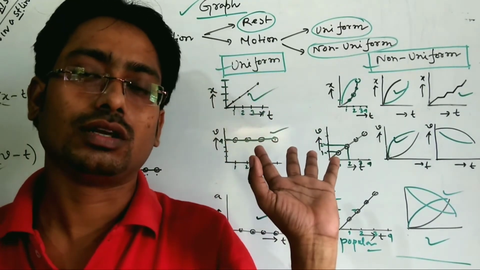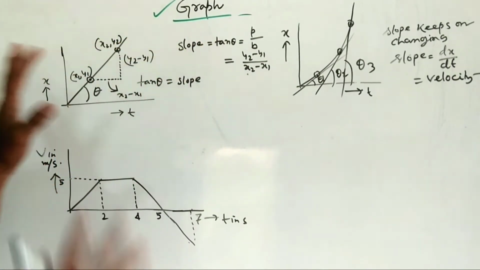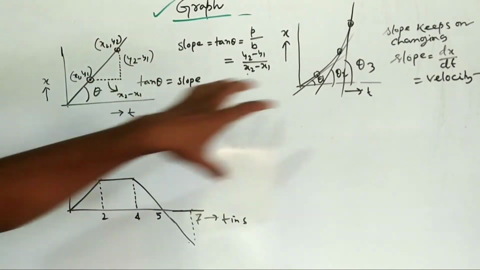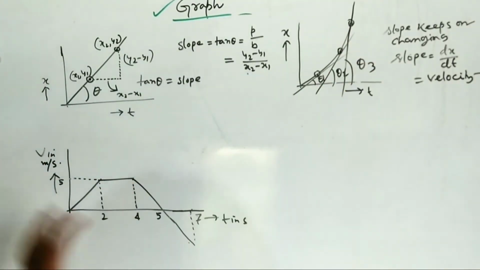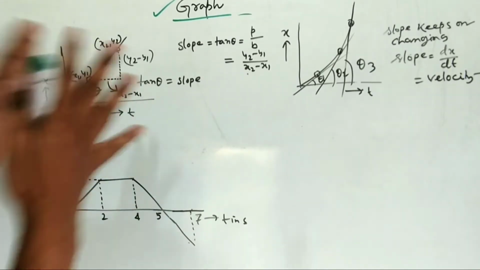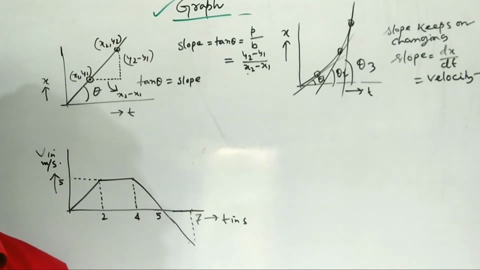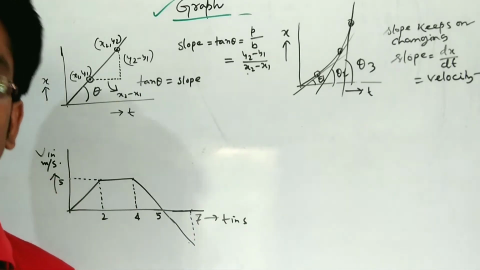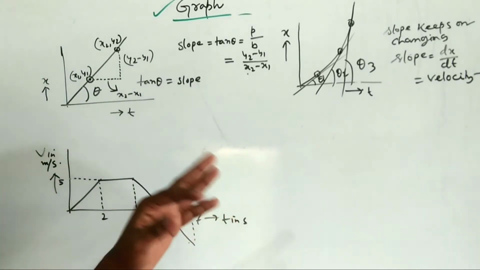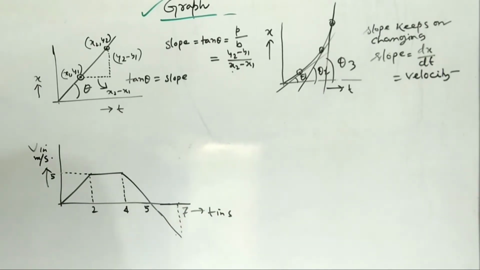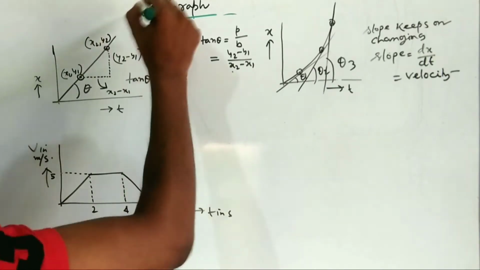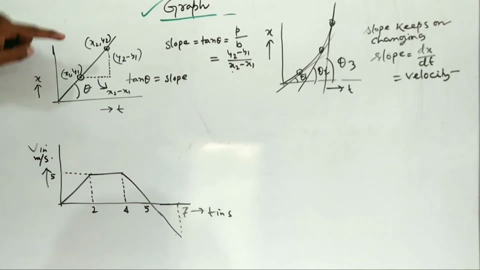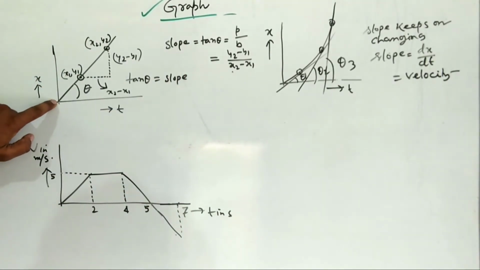So in the next screen you can see I have drawn one xt graph and one vt graph, and from these graphs I will tell you how to find out the slope and how to find out the area under the graph. Okay, and what this will signify I have already discussed. Suppose I have drawn here one xt graph. The graph moves in a straight line through the origin.